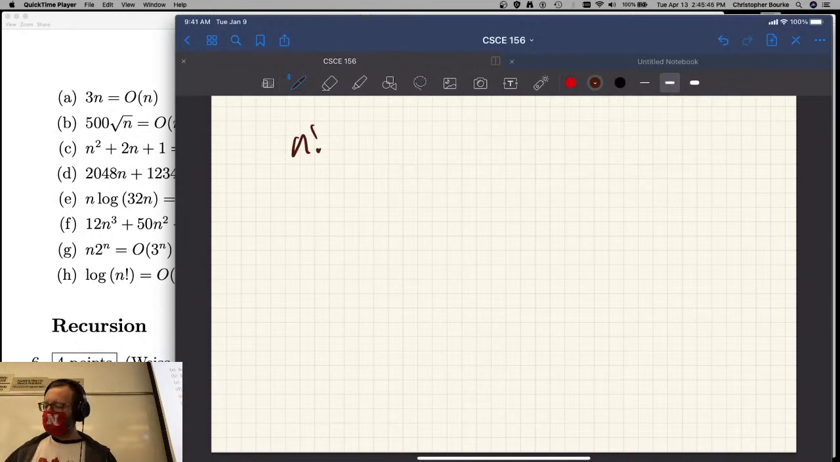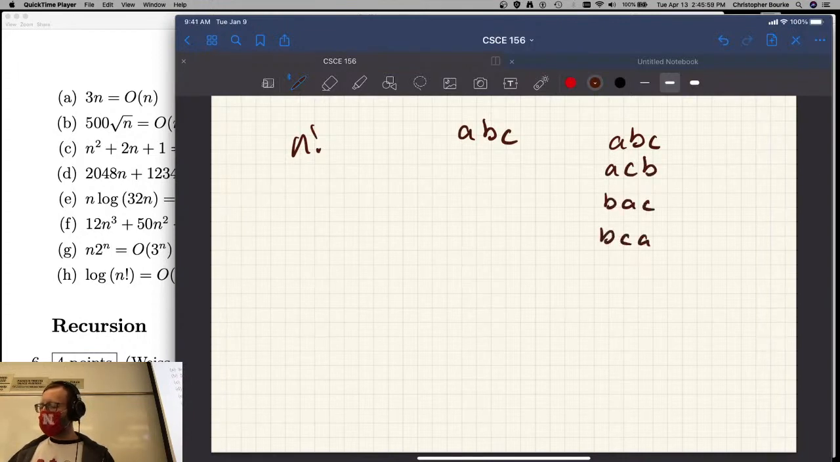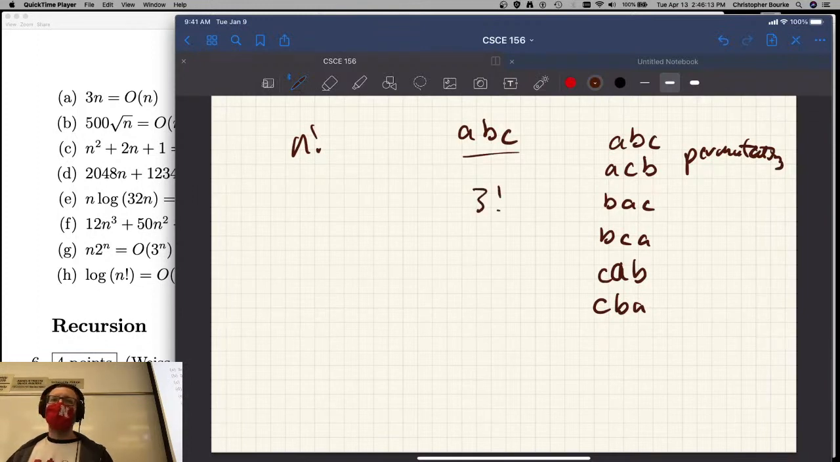What if I gave you A, B, C and told you to arrange these things? How many ways are there of arranging 3 of these things? You can go A, B, C. You could go A, C, B. B, A, C. B, C, A. These are all permutations. And C, B, A. And how many permutations were there when there were 3? 3 factorial, which is 6. In general, though, it's n factorial.